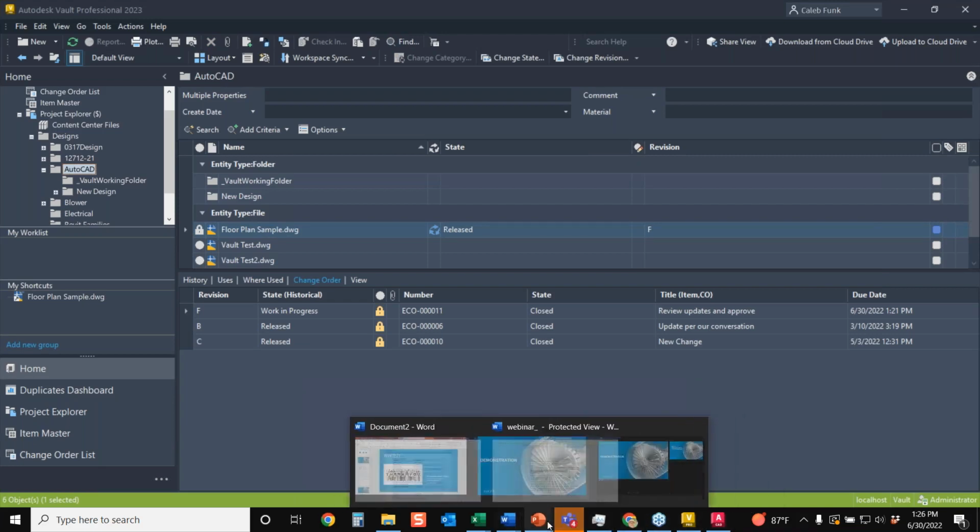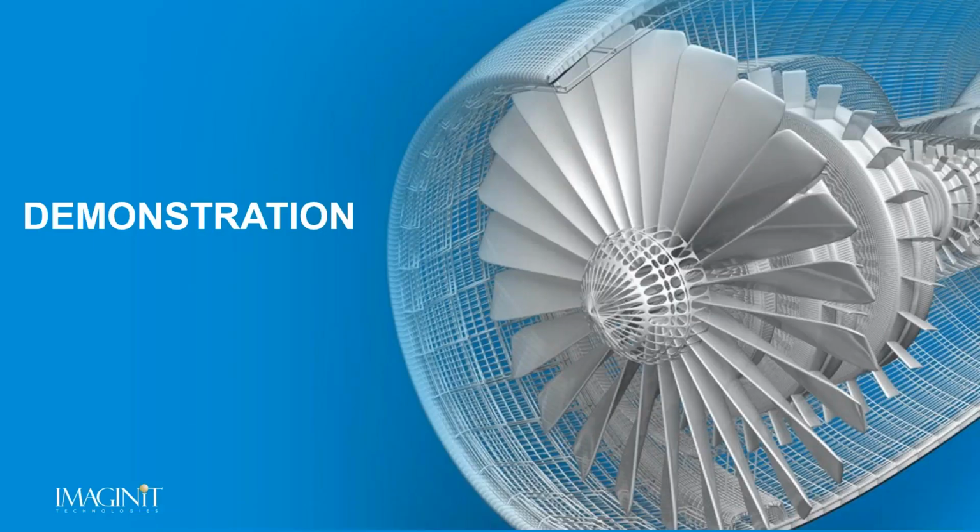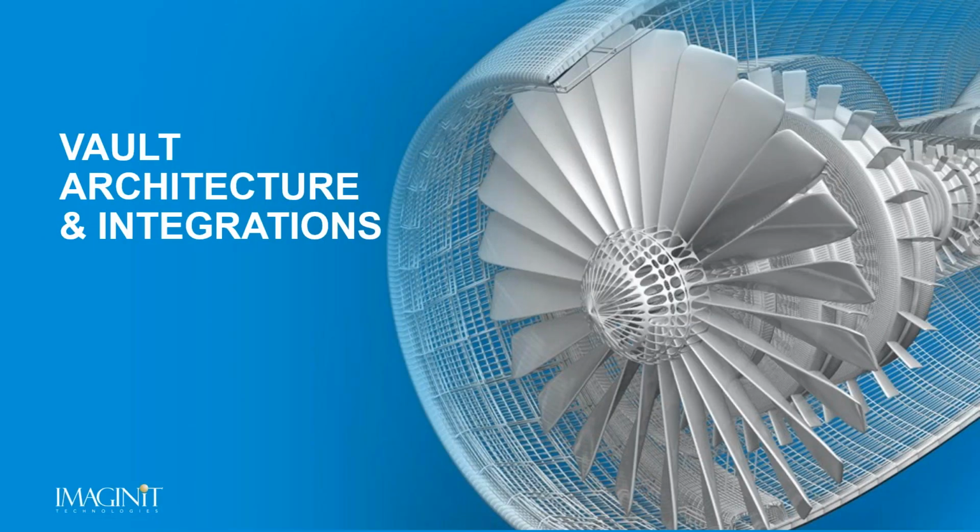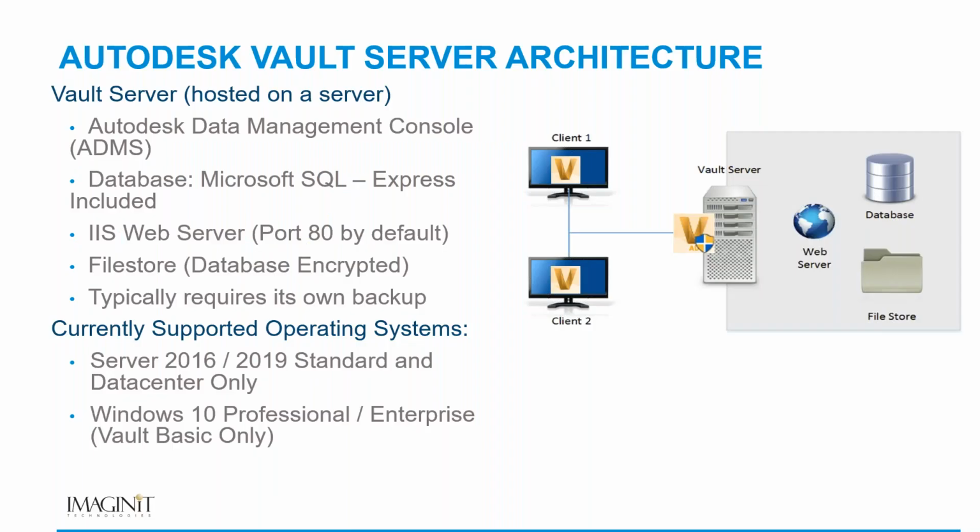Okay, so jump back here. I do want to talk a little bit about how Vault is set up and some of the things that go into that. So Vault is hosted on a server. We typically would have a server that has SQL on it, and it has the Vault server, what we call the Autodesk Data Management Console, and then SQL goes on there.